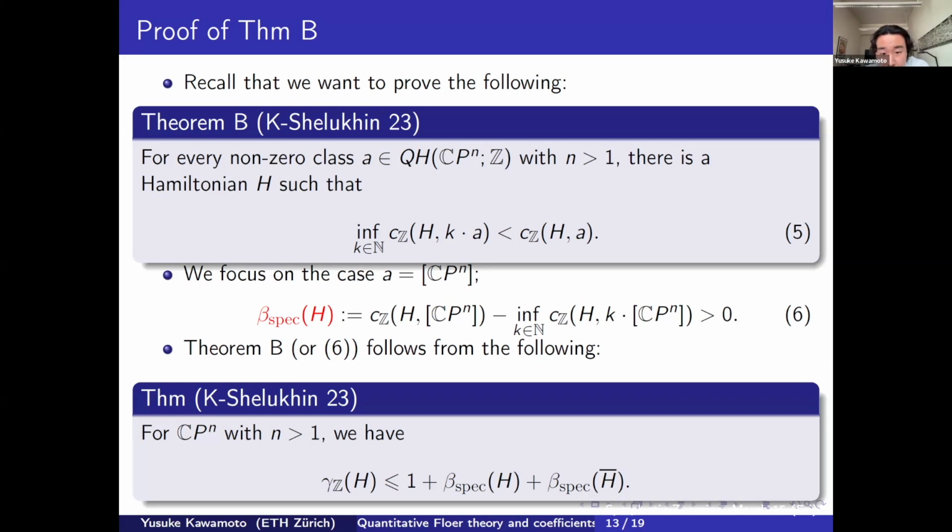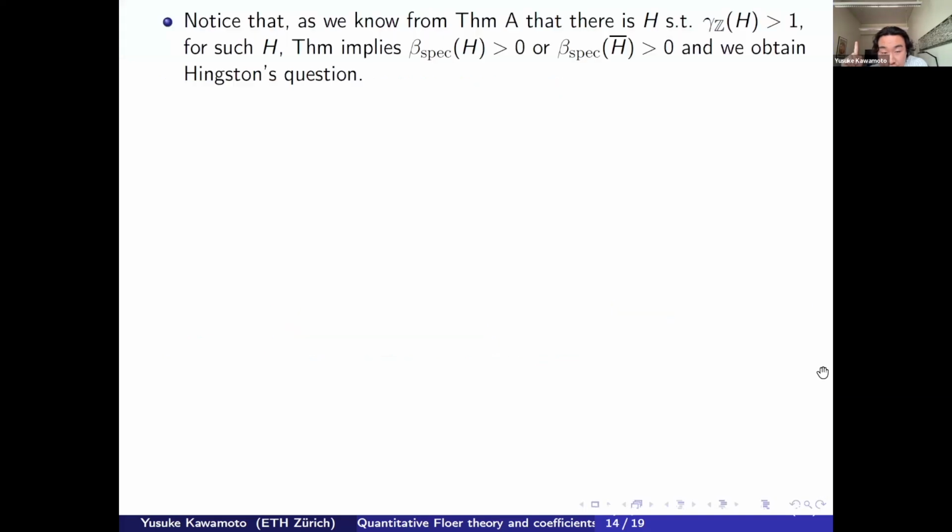So what we want to do is to prove that beta_spec, the spectral depth, is strictly positive. But we have Theorem A, which tells you that gamma_Z could be as large as you want. So in particular, if we have gamma_Z larger than 1, then one of the two betas has to be strictly positive. So once we get this inequality, we're actually done. What I wrote over there is exactly what I just said. We just need to prove the inequality in order to get Hingston's question.